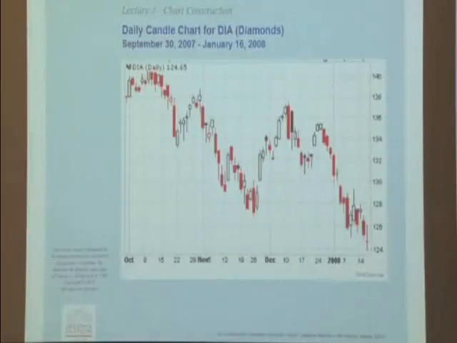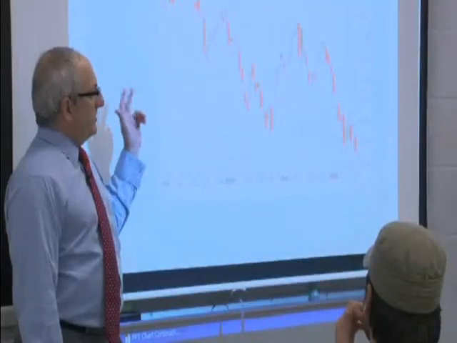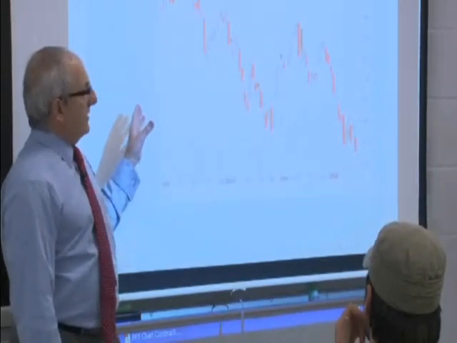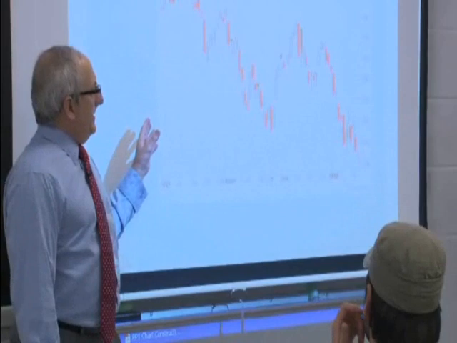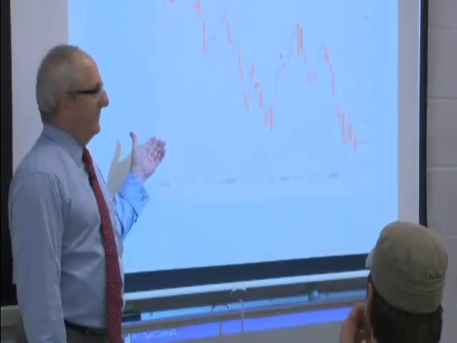Here's a daily candlestick chart. Candlesticks you could construct on a weekly chart, and you can construct them on a monthly chart. It's the same 4 points as we saw on the bar charts. But typically, they're constructed on the daily charts. They're most common on the daily charts anyway.